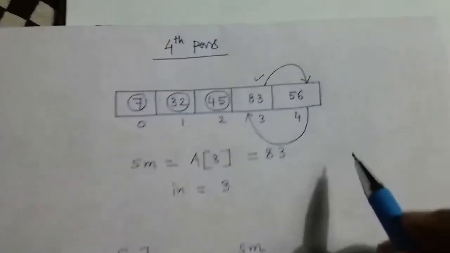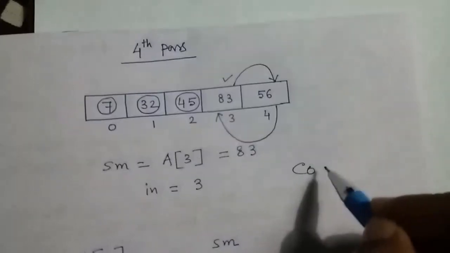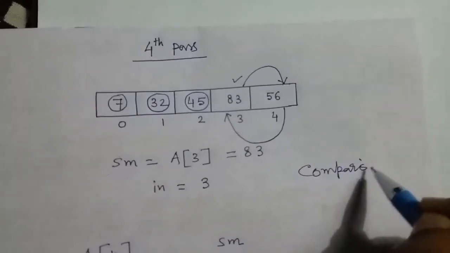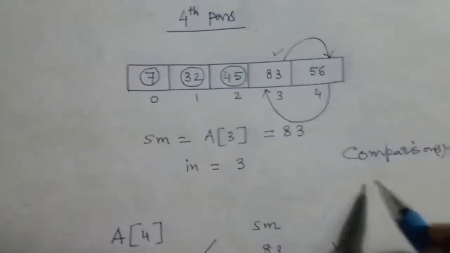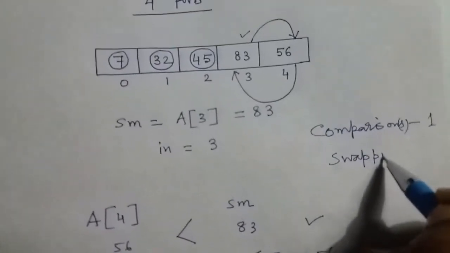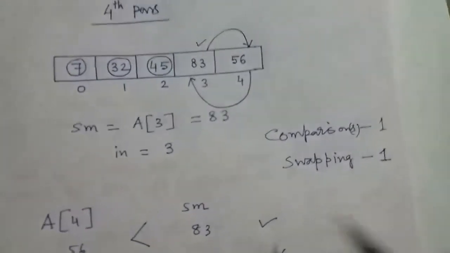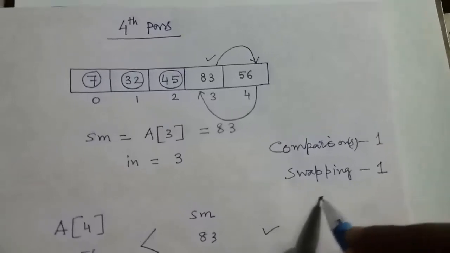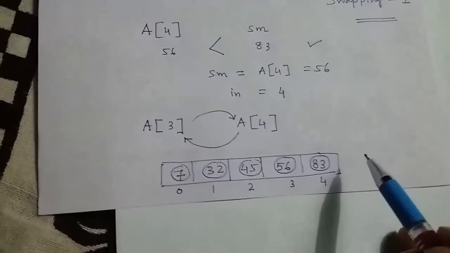So the number of comparisons we will see now. You can see only 1. So number of comparisons I am writing only 1, and number of swappings as usual 1. So in every iteration the total number of swapping is 1. So in 4 passes total 4 swappings. So now the operation is completed.